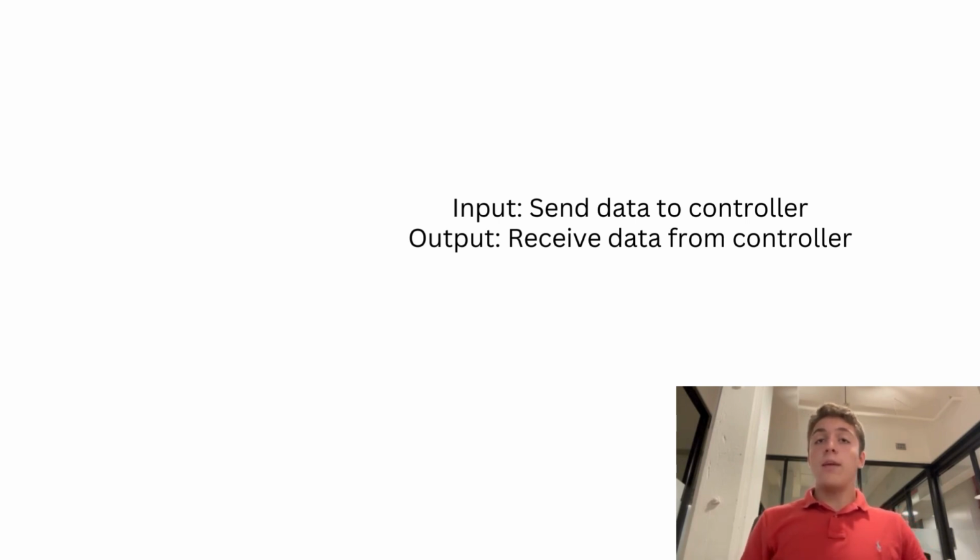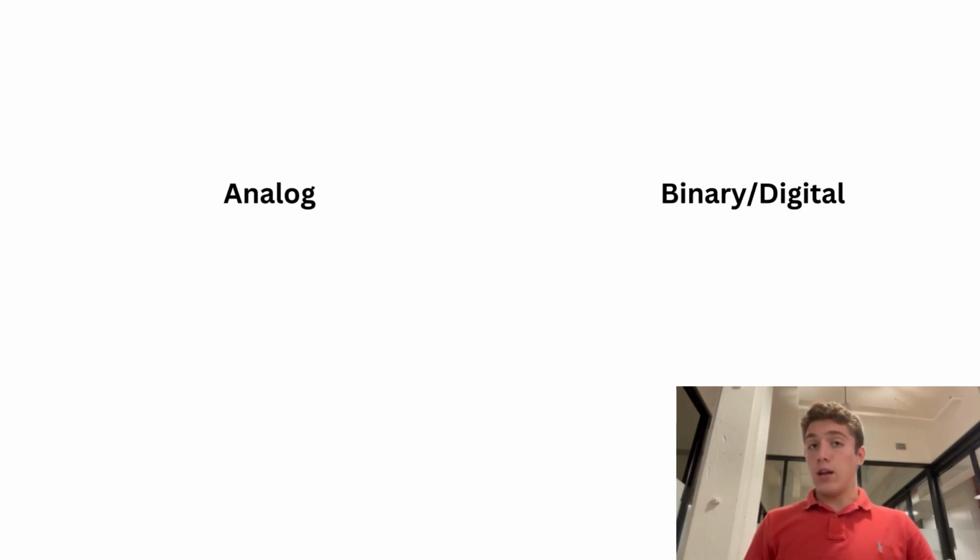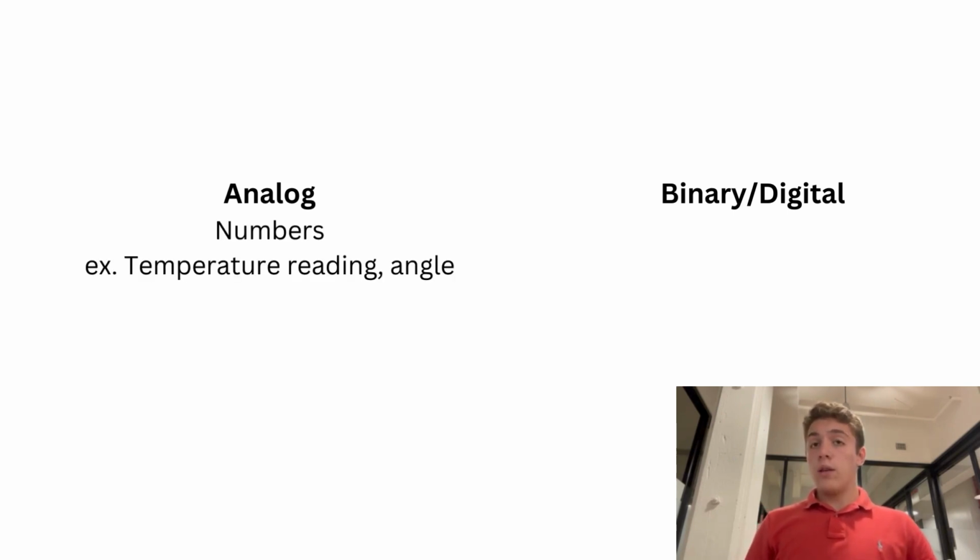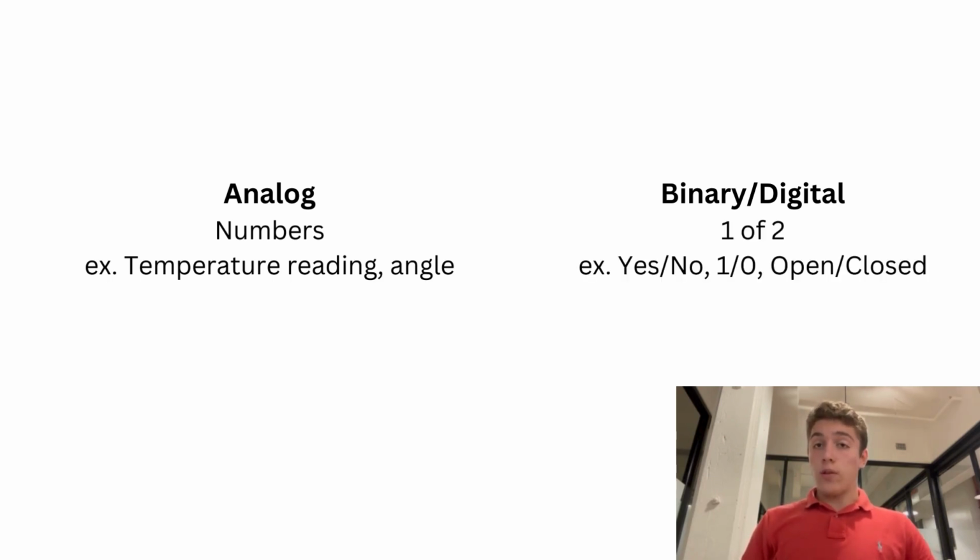Then let's think about the types of information that devices can work with. In BMS, we're really only using analog and binary, which is also known as digital. Analog is a number, such as a temperature reading or an angle measurement. Binary or digital information is a yes or a no, a true or false, a 1 or 0, an open or closed. It's one option out of two.